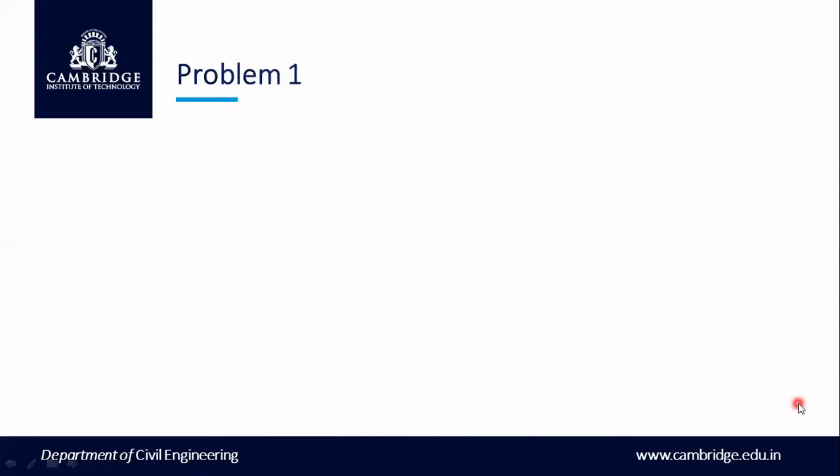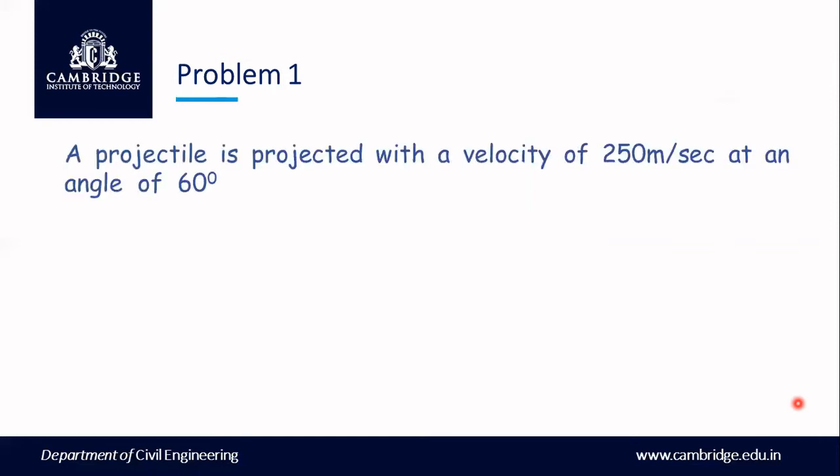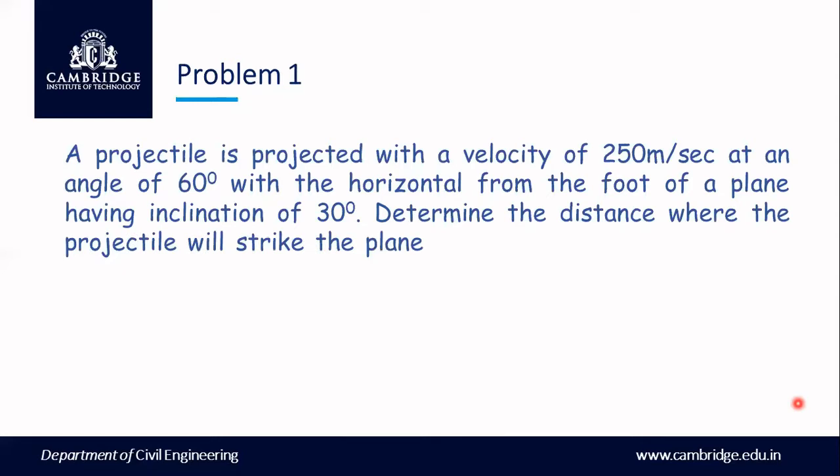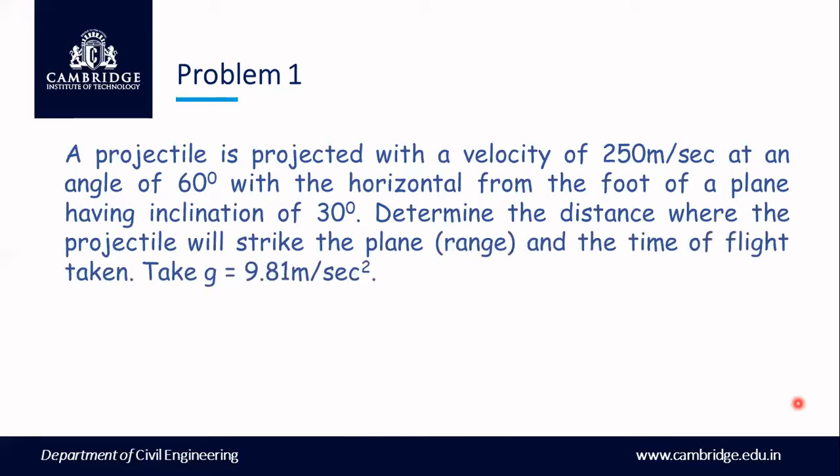We have two simple problems. One is for a positive beta and another one for a negative beta. Okay. So the first one: a projectile is projected with a velocity of 250 meter per second at an angle of 60 degree with the horizontal from the foot of a plane having inclination of 30 degree. Determine the distance where the projectile will strike the plane, that is nothing but the range, and the time of flight taken. Take g is equal to 9.81 meter per second square.